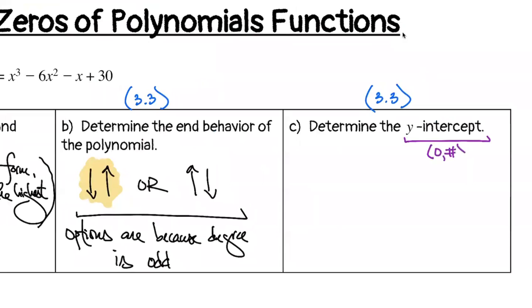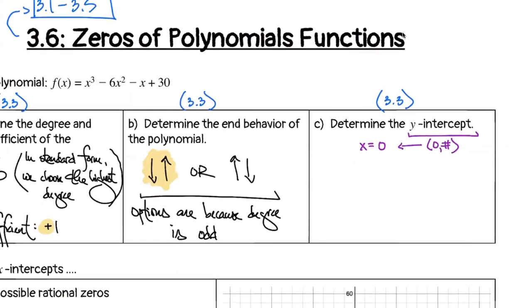0, comma, a number. If we have 0, comma, a number, what does that mean that x equals? Yeah, x equals 0. And so this is all we're going to do. We're going to take our function, we're going to plug in 0 for x. But the reason we do that is because every y-intercept has an x value of 0. Right? So f of 0 equals 0 cubed minus 6 times 0 squared minus 0 plus 30.